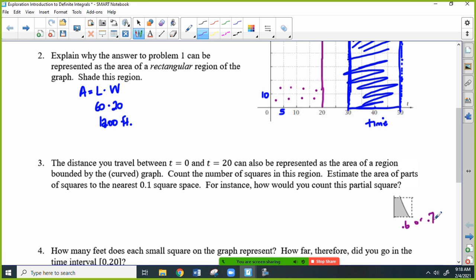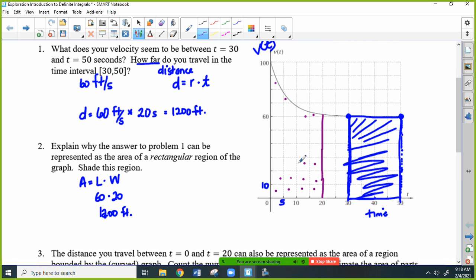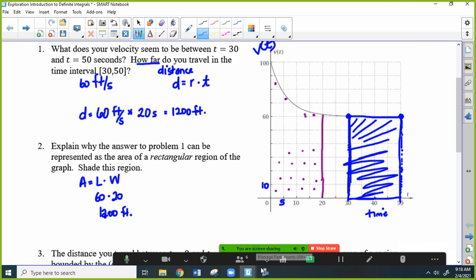All right, so I'm going to pause the video while you spend some time literally counting up all the whole blocks plus approximating how much you think each piece of a block is and then adding it all up. Okay, so you're just going to count right now.